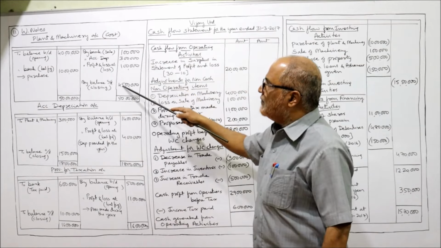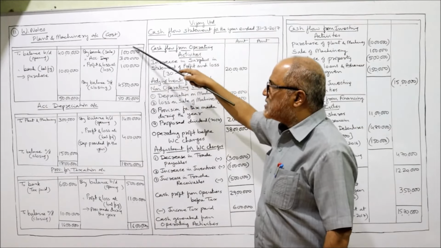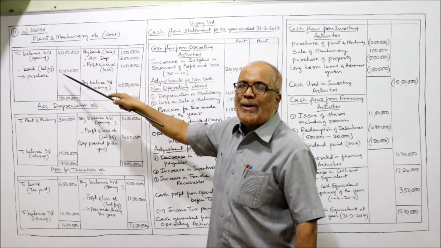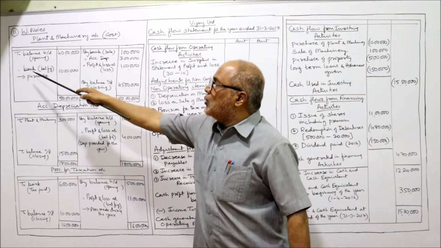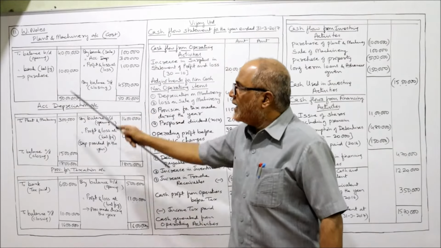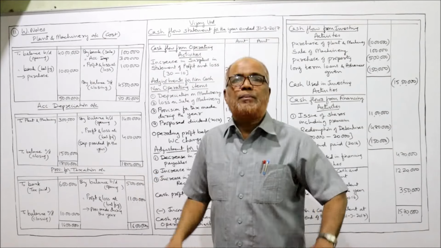This 5 lakh plus 45, 50 lakh. If you take the total on the credit side, 50 lakh. So 50 lakh minus 40 lakh. What is the balancing figure? 10 lakh. So to bank, balancing figure, purchase. 10 lakh rupees worth of new machinery purchased.